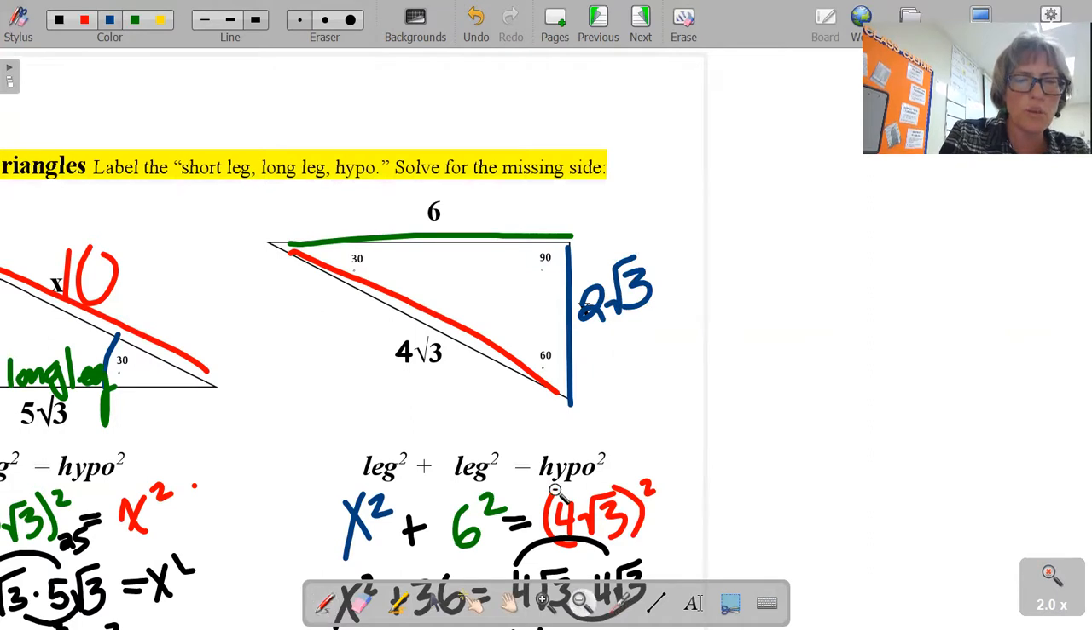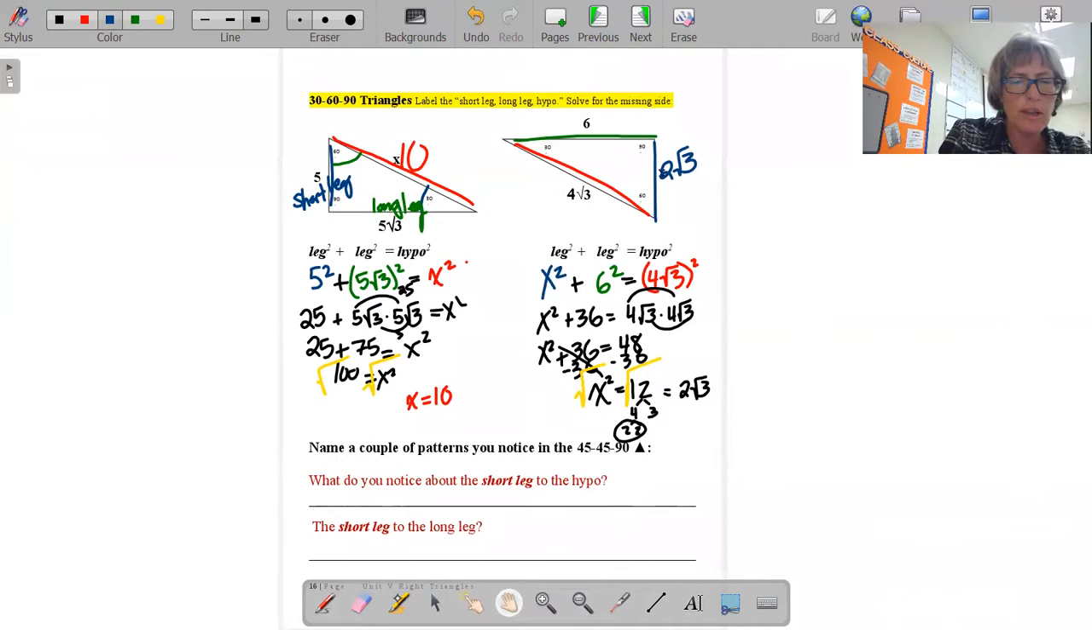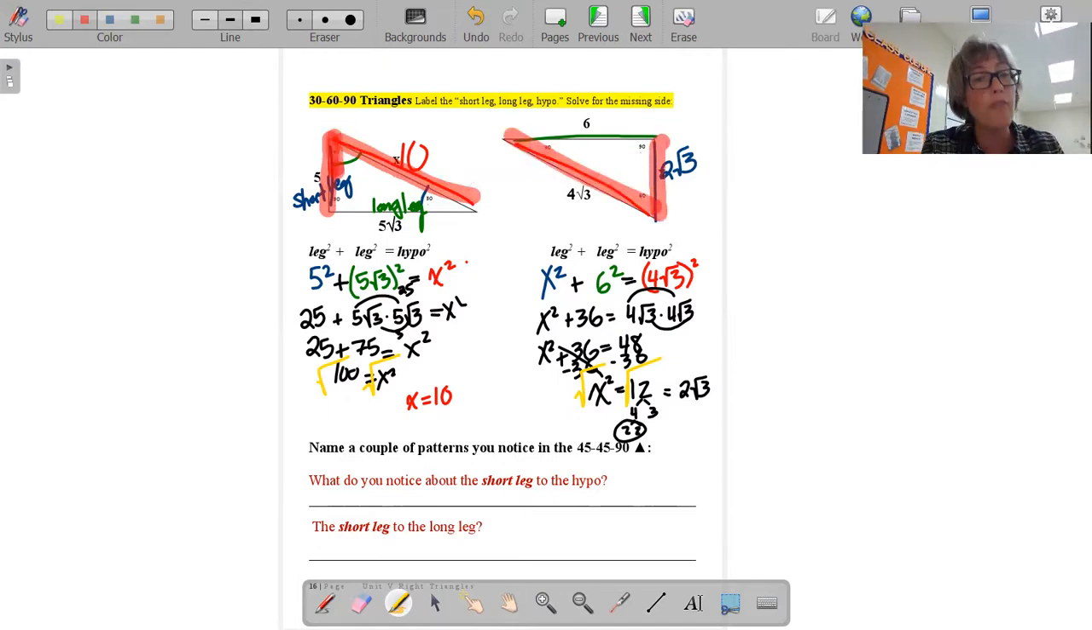There are 2 patterns going on here. It's the same pattern for both. Take a very close look at the pattern. Here's your first pattern I want you to pay attention to. What is going on between the short leg and the hypo? Here the short leg is 5, hypo's 10. Here the short leg is 2 root 3, the hypo is 4 root 3. It's the same pattern for both. Take 10 seconds. What's the pattern you notice?